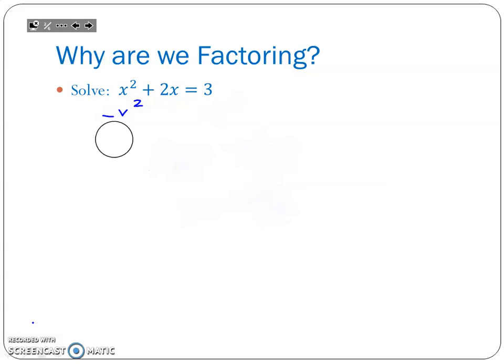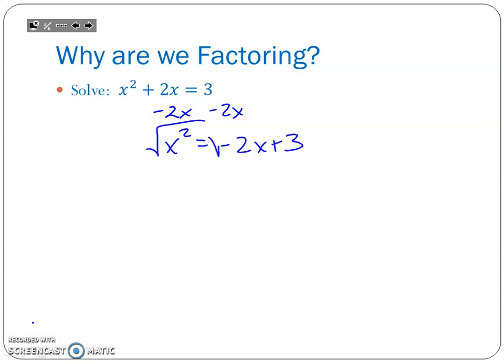What if I tried to get x squared by itself? Well, if I did that, I would subtract 2x, minus 2x. x squared equals negative 2x plus 3. I could square root that to get rid of the squared. Again, does that really tell us our answer? No, it says that x equals the square root of negative 2x plus 3. That's not giving us a number.